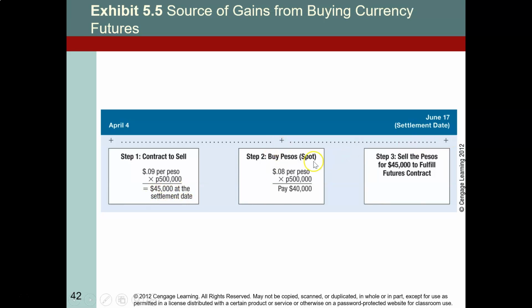Then before the settlement date, it can buy pesos at the spot rate. If the spot rate is $0.08 per peso, and the person bought 500,000 pesos, it should pay $50,000. Then it is going to carry out the futures contract and sell the pesos for $54,000 to fulfill the futures contract.